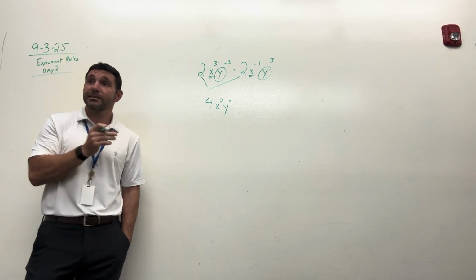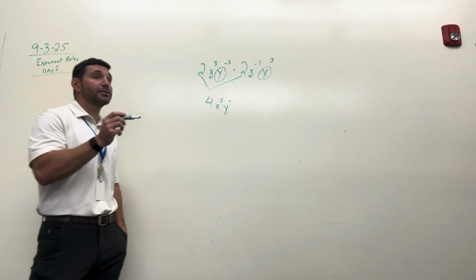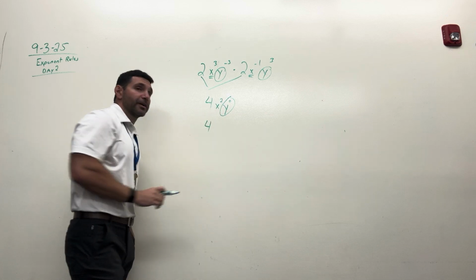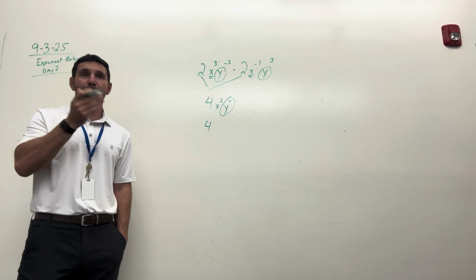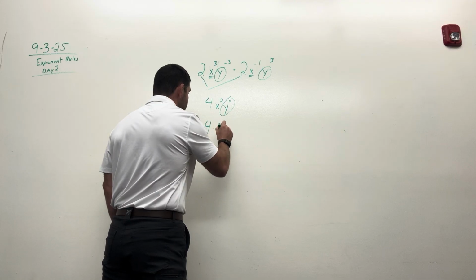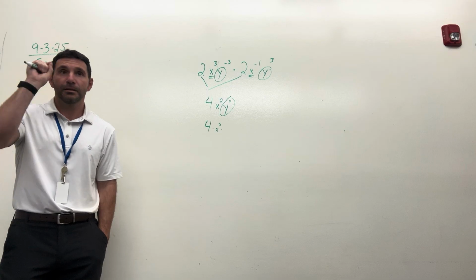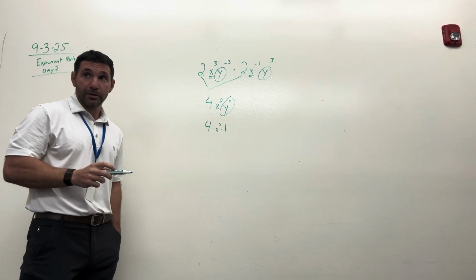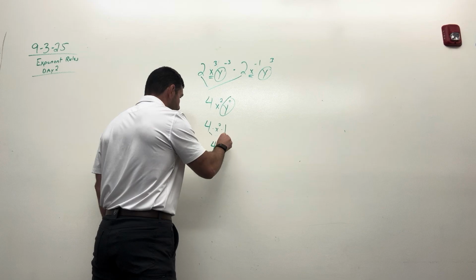If you have this, I'll mark it wrong. Anything to the 0 power. So when we have a number next to a variable, what mathematical operation does it mean? What does it mean when we have a number next to a variable? Do you remember? It's multiplication. So this is really 4 times x squared times anything to the 0 power, which is 1. That's what I meant to say. So really this is 4 times 1, which is 4x to the 2nd.